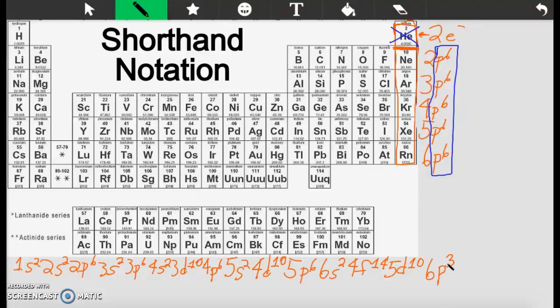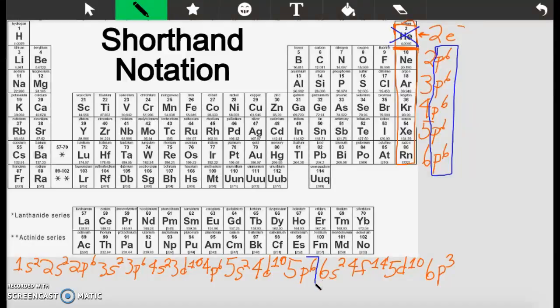Okay, so here you have a P3. So that's almost a P6, but it's not a P6. Chemistry is a science of exact, so close enough doesn't work. So skip it. D10, not a P6. F14, not a P6. S2, not a P6. P6. Hey, there we go. That's pretty good.